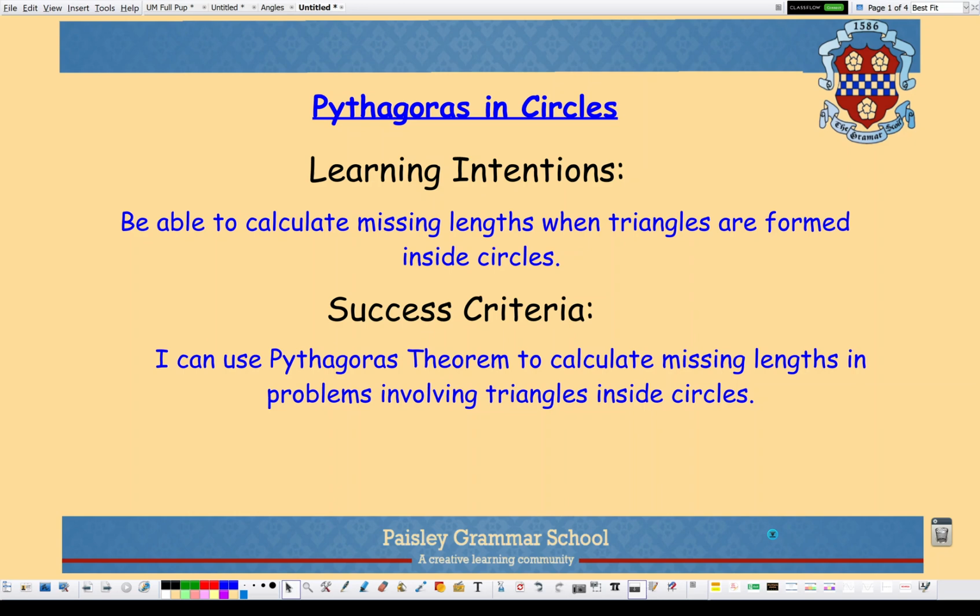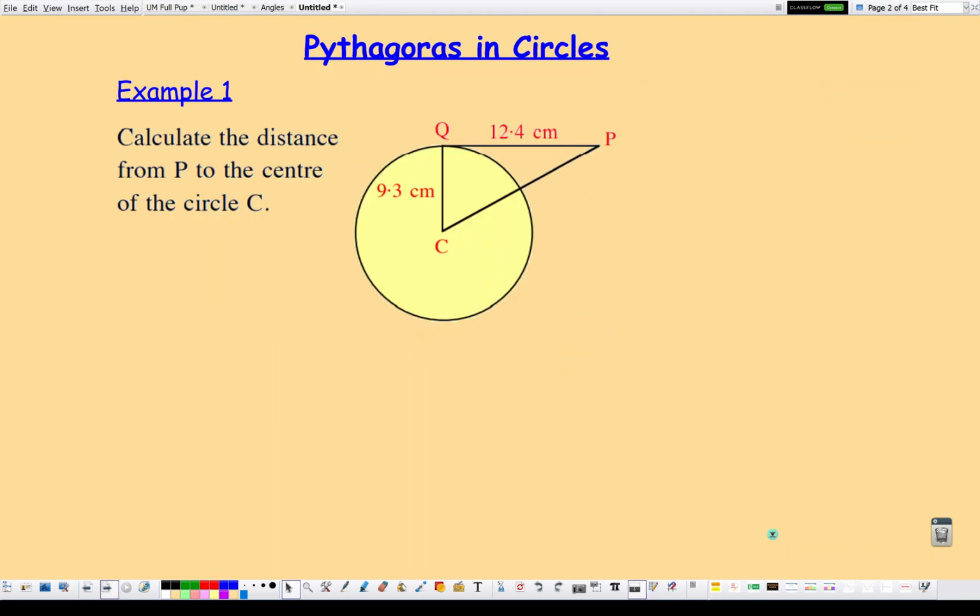Okay, so Pythagoras and circles. We are looking at when right angle triangles are formed inside circles, and using Pythagoras theorem to calculate some missing sides. So example 1, I need you to take a wee minute just to copy the diagram into your jotters, please.